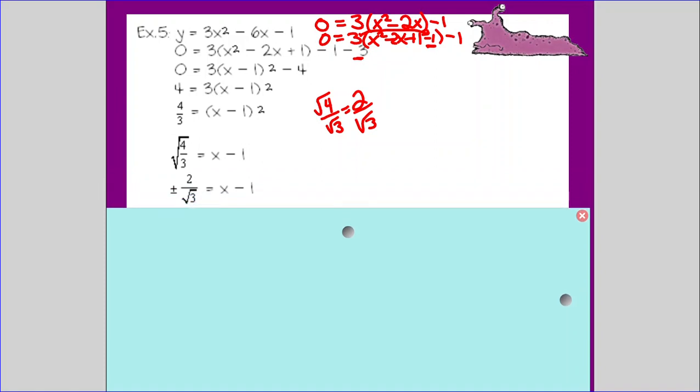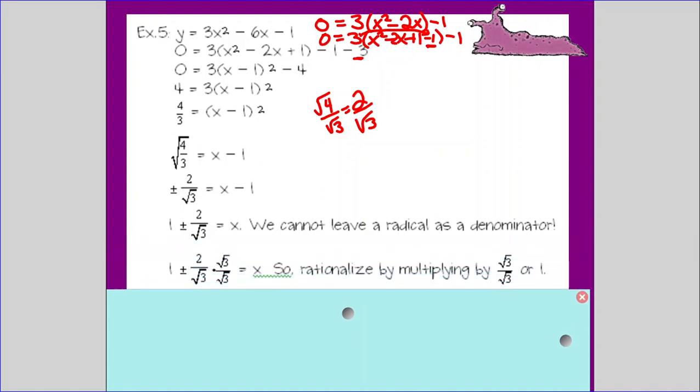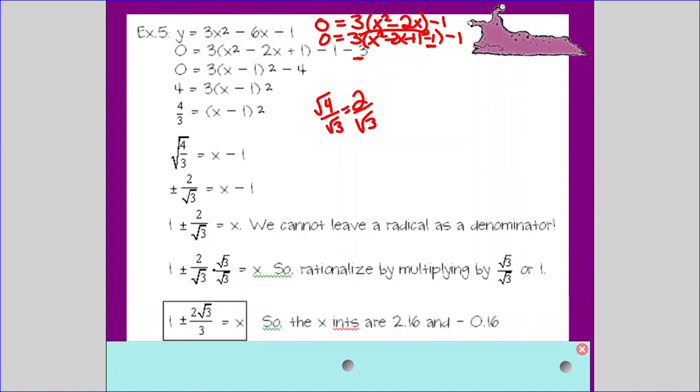Okay, so plus or minus 2 over root 3 is equal to x minus 1. Now, move the 1 over, plus or minus 2 over root 3. I can't leave the radical as a denominator, and so in that case, I need to rationalize it, which is multiplying it by root 3 over root 3. Okay, rationalize that. Then I get 2 root 3 over 3 as my value left over. Remember that when we rationalize it, these two multiply each other, and so I have 3 by 3 makes 9, and root 9 is 3. Okay, so the x-intercepts are 2.16 and negative 0.16.